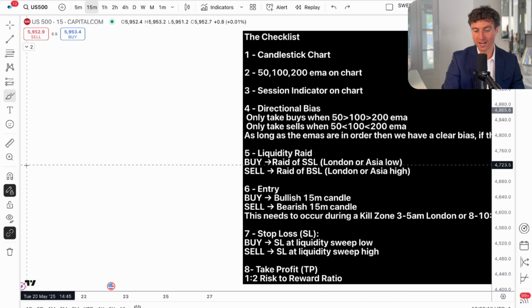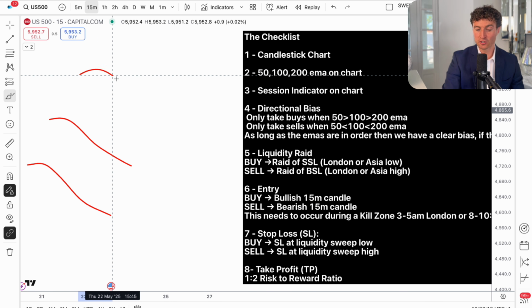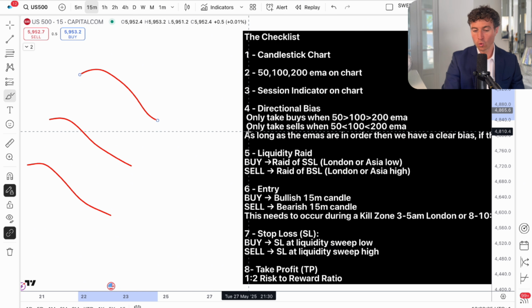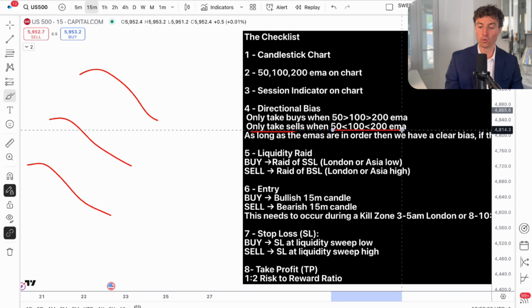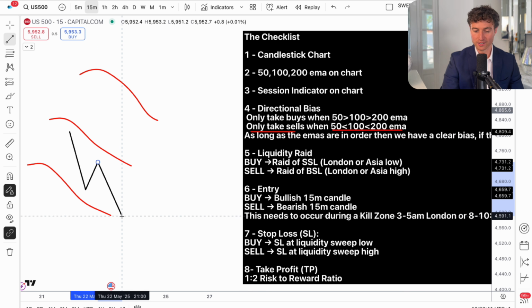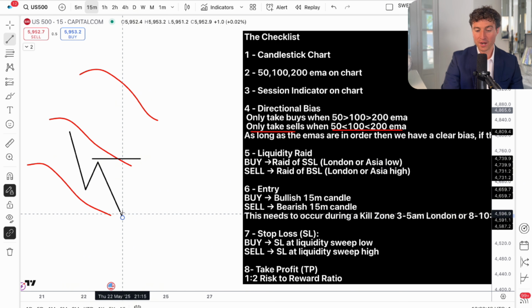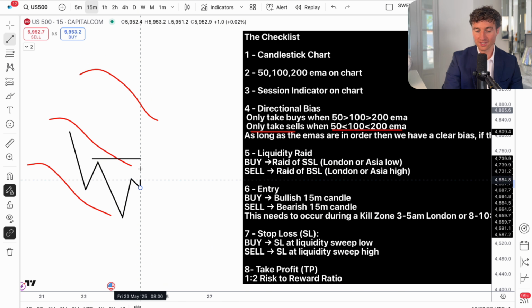And so vice versa, let's say this is the 50 EMA, this is the 100 EMA, and this is the 200 EMA. Well, we would only be looking for sell positions on this market because the 50 is less than the 100, which is less than the 200. And so let's say that this is price action right here, and let's say that this is the Asia or London session high. Then we would be looking for a raid of buy-side liquidity.